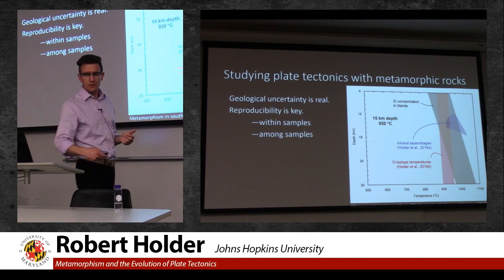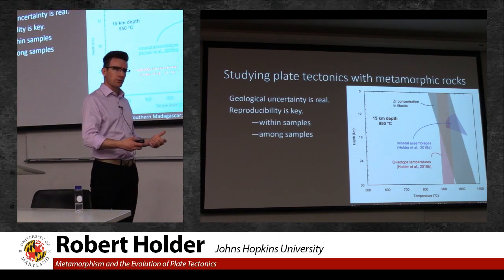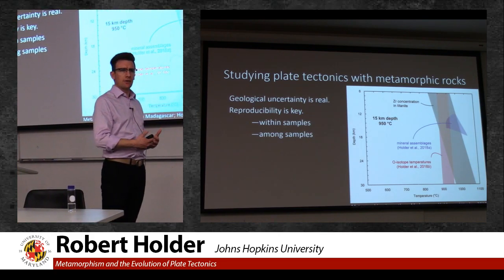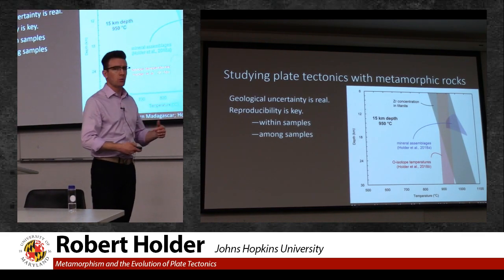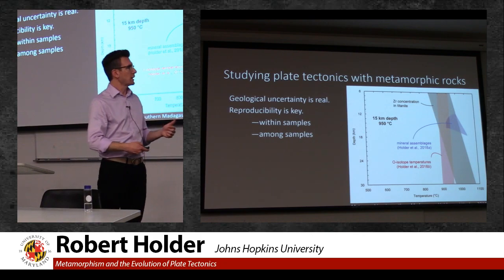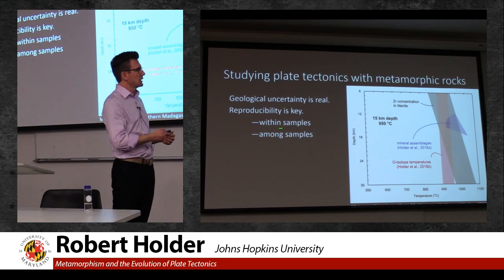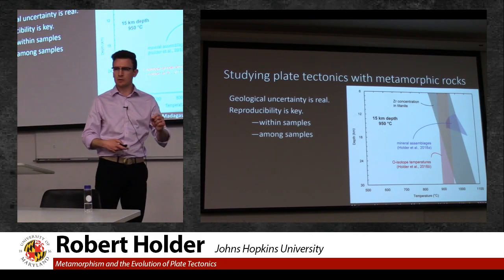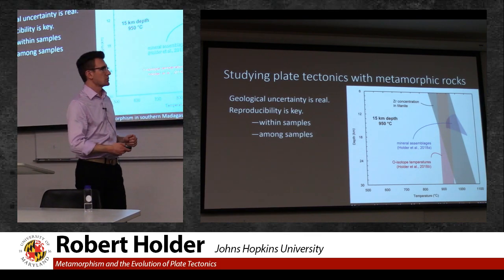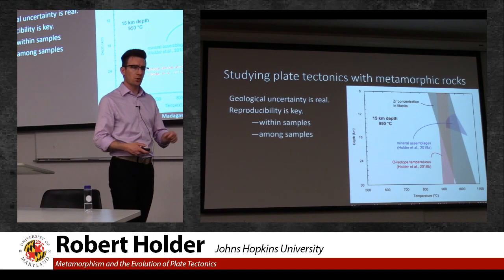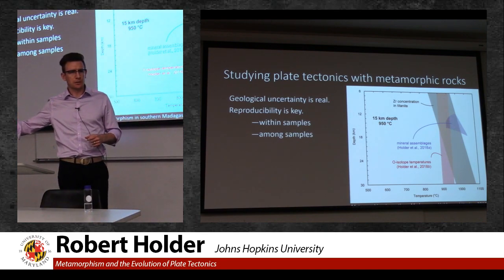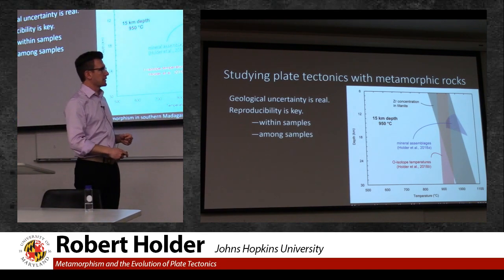But then one of the key things is that geological uncertainty is real. Rocks are complex, and they've had complex tectonic histories. So when we make these interpretations, what we really want is reproducibility. We want to have reproducibility within samples. So we want to have multiple methods within individual samples that give us a consistent result. And we want to have reproducibility among samples. So if we take this sample and we walk over to the next outcrop and take the next sample, we should get some kind of consistency.